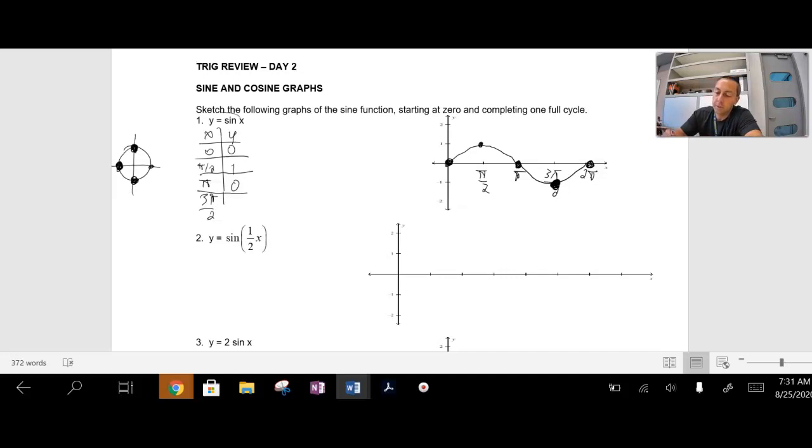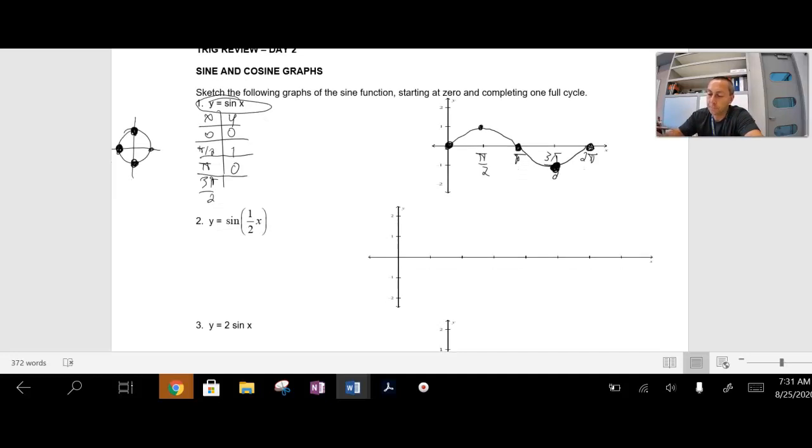If you notice, this doesn't have any shifts. It doesn't have any stretching, vertically or horizontally. We'll get into how we can do that. That's what our basic sine curve would look like.